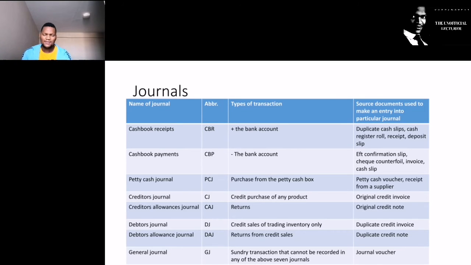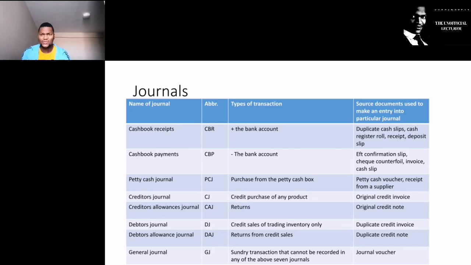In this case, this is when a customer buys from the business and they buy on credit. It's different from them buying on cash. So we will use what we call debtors journal to record that transaction. So a source document that we'll use in that case is a duplicate credit invoice.